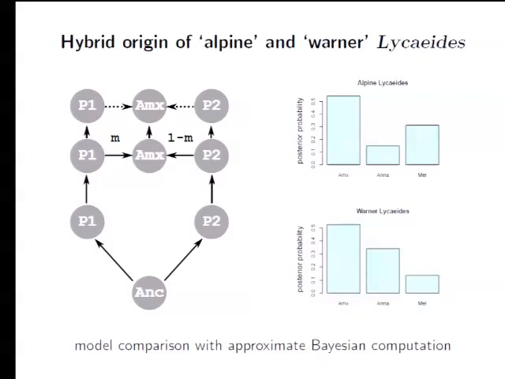I compare that to models where the Warner's or Alpine Lycaeides are sister to anna, for example, or sister to Lycaeides melissa. It turns out that the model with the highest posterior probability is indeed the model where you have an origin with admixture. In both cases, the admixture model has a posterior probability of greater than 50%, with lower probabilities for the other models. So this is consistent with a hybrid origin of these taxa.